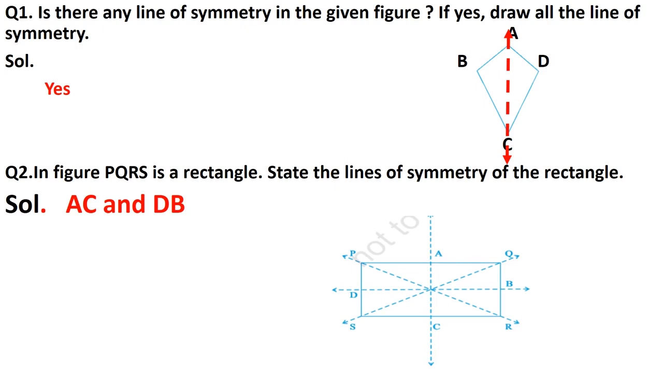Question number 2 was, in the figure PQRS is a rectangle. State the lines of symmetry of a rectangle. We know that in a rectangle there are two lines of symmetry. One is vertical and one is horizontal. There is no diagonal line of symmetry in a rectangle. So the name of the vertical line of symmetry is AC and the horizontal is DB, or you can say BD. Okay, so AC and BD, these are the two lines of symmetry of rectangle PQRS.